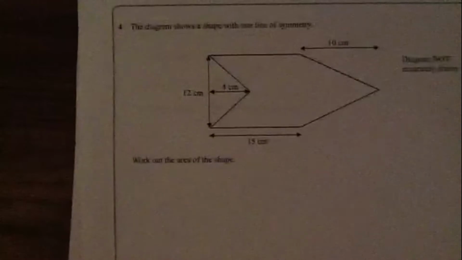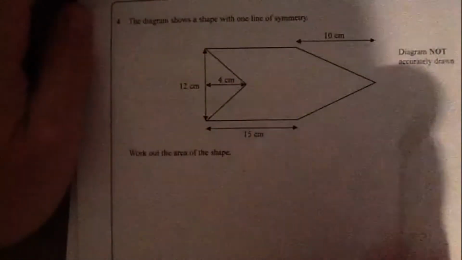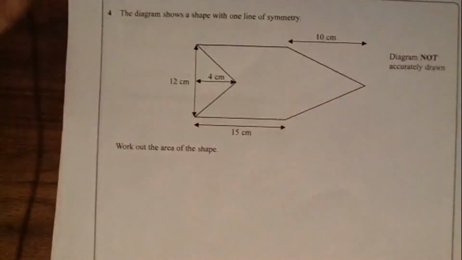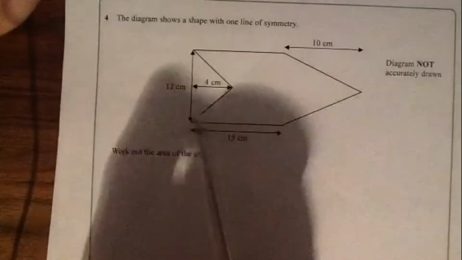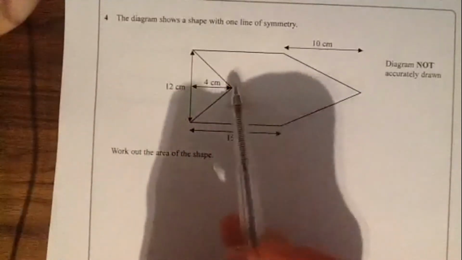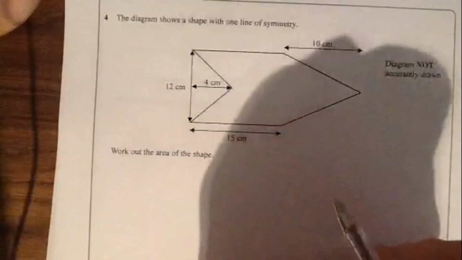Diagram shows a shape with one line of symmetry, which goes straight down the middle. Work out the area of the shape. Now, it might be tempting to think that this line is the same length as that line. That's not the case. So it's not really like we're dealing with two rhombuses split together.